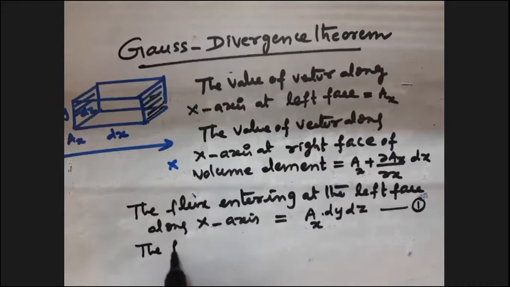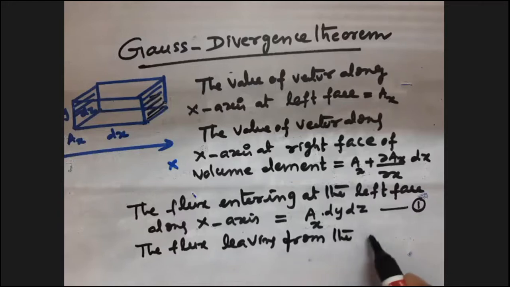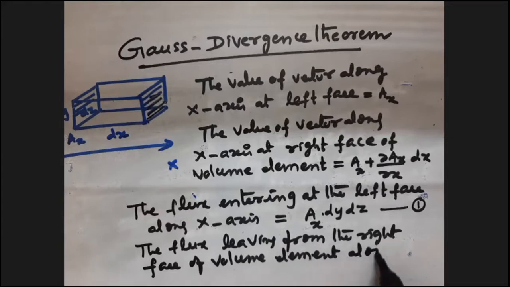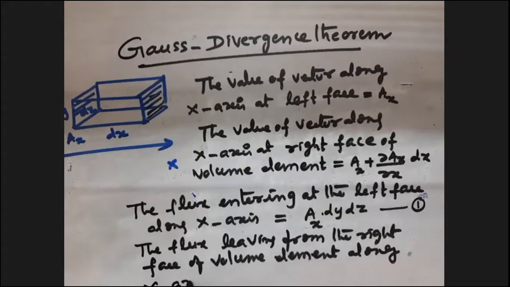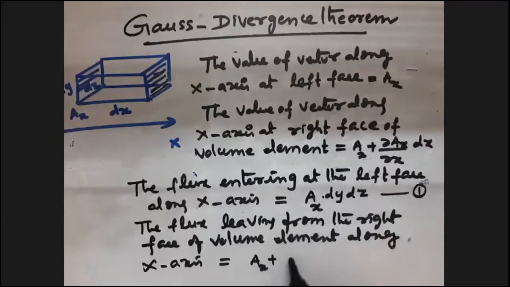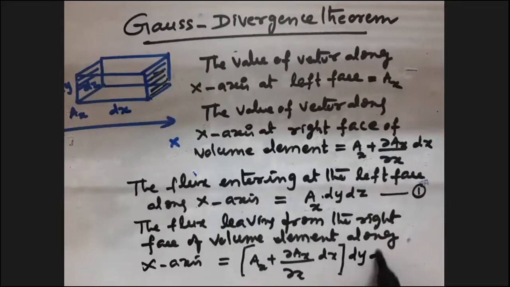Similarly, the flux leaving from the right face of the volume element along the x-axis is given by the value of the vector at the right face, that is Ax plus dou Ax by dou x dx, into the area of that face, dy dz. Equation 2.